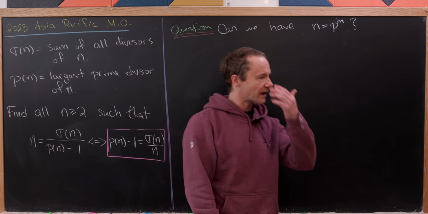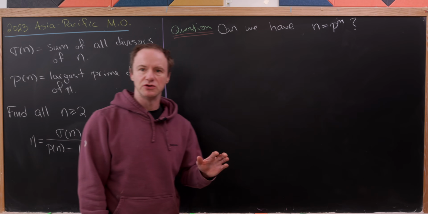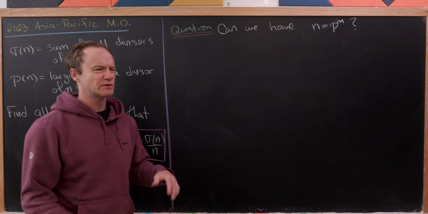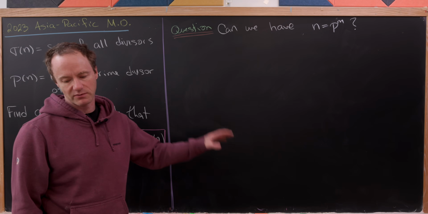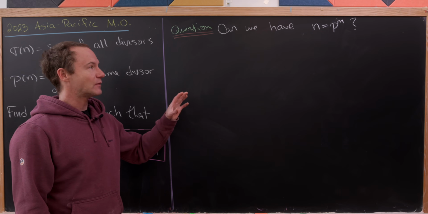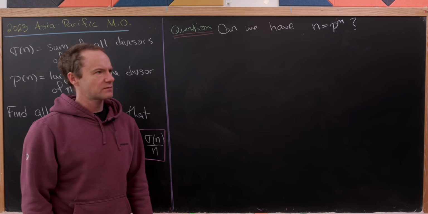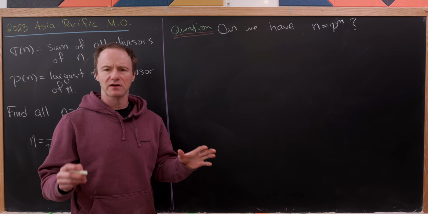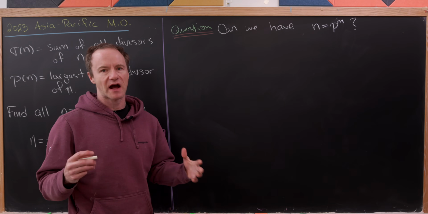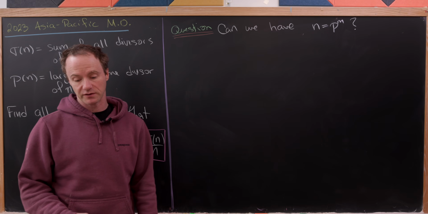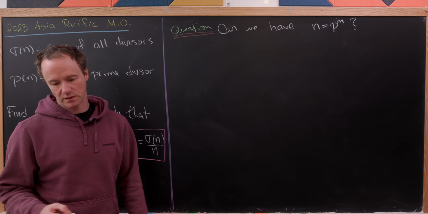Okay, so the first thing that I'd like to do is look at a question which is maybe a simplification of this problem, and that is, can we have n is just a power of a prime? And so I think maybe if we can solve this question, that'll give us some sort of motivation for how to proceed with the question generally. Okay, so let's look at this question.